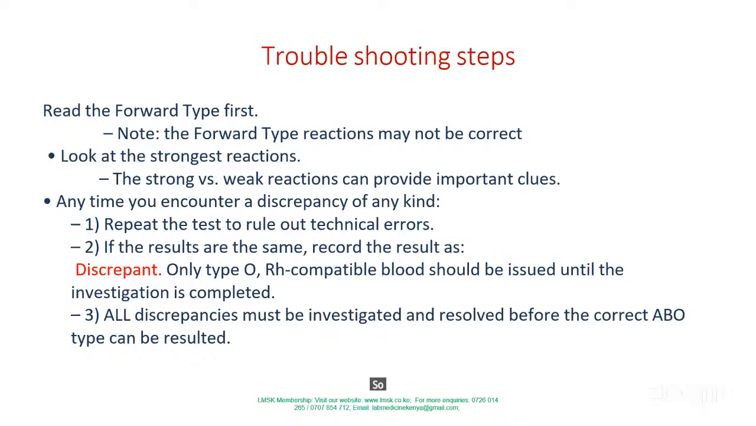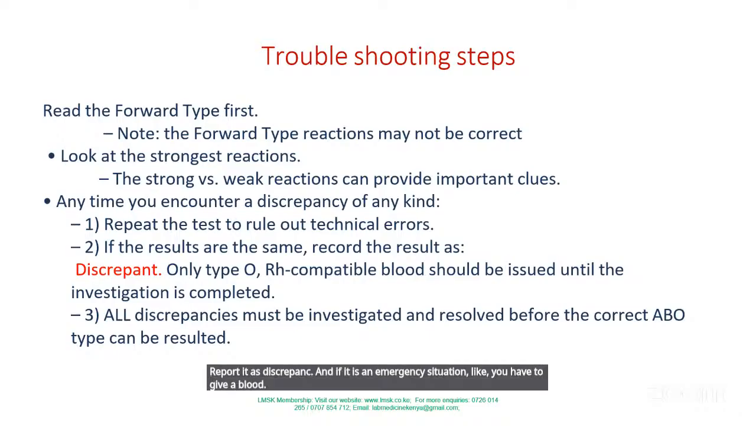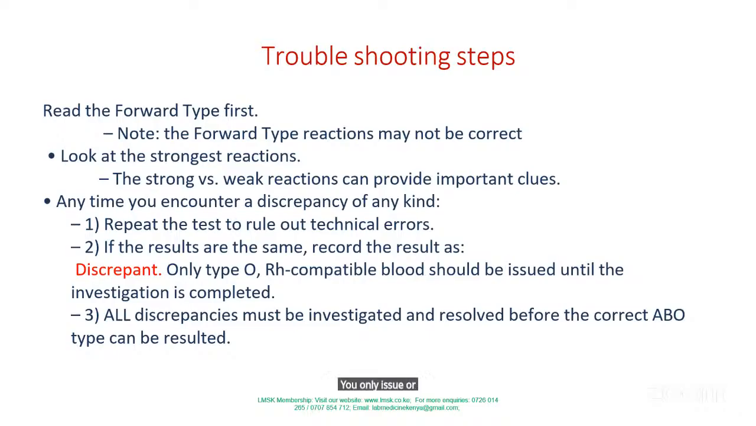So what you are now dealing with is a discrepancy. If the results are the same, which means you've ruled out the technical error, you've now certified that whatever you are seeing is discrepant, report it as discrepant. And if it is an emergency situation, like you have to give blood, only O blood type with rhesus compatible blood should be issued until the investigation is completed. So in that case, you will cross-match with O rhesus compatible blood.